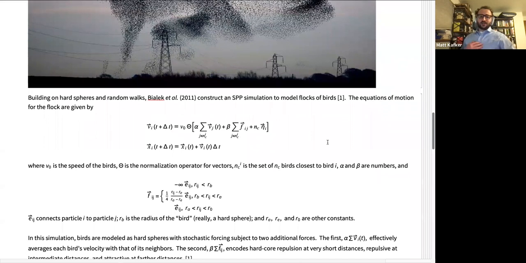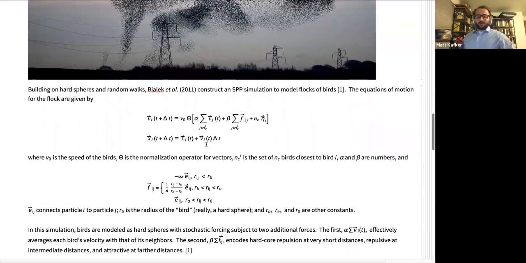Excuse me. So this is the framework that we've been doing before. As always, we're just incrementing our position and our velocity, and we just now have a very fancy force. And this is from a Bialek et al. paper, which is entitled Statistical Mechanics of Natural Flocks of Birds. And that's given in the references.